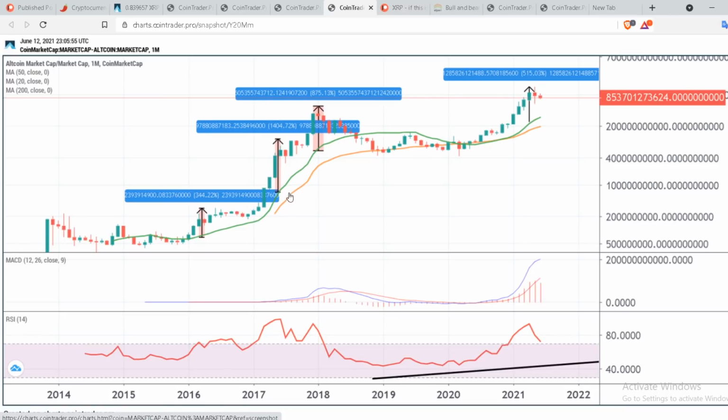Fine, great. Next time, when it pumped and reached that peak, similar to here, at this point in time, it was like 1,400% higher from the 20-day moving average. Then the next time, it was 875, so it reduced.